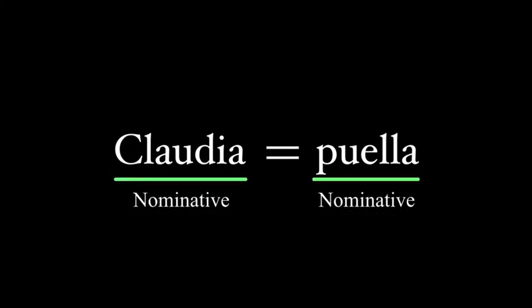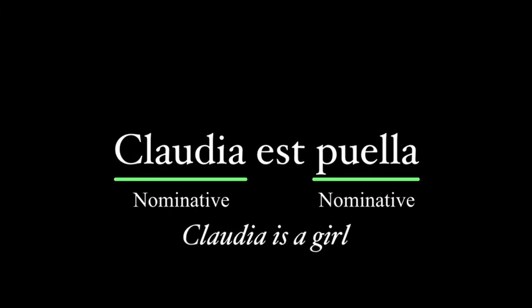There's one more note. When you have a linking verb like is, since this linking verb acts just like an equal sign, both sides of the verb will be in the nominative case. So we can say something like, Claudia is a girl. Claudia est puella. And both Claudia and puella are in the nominative.